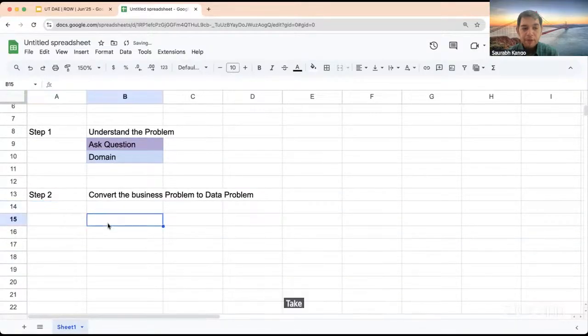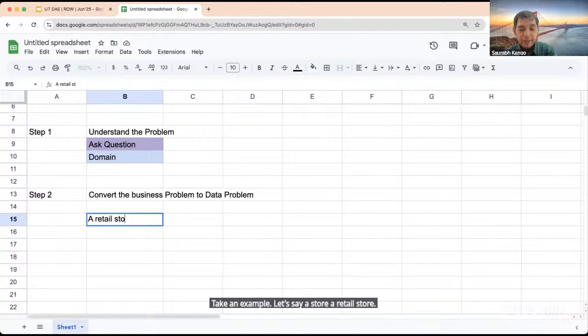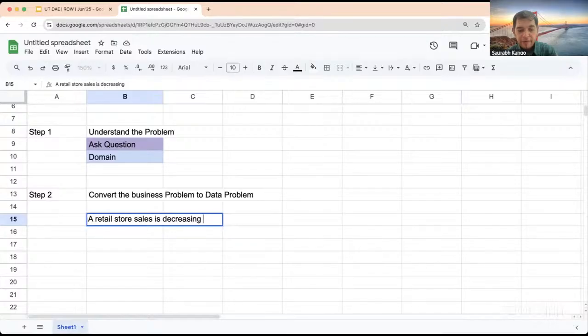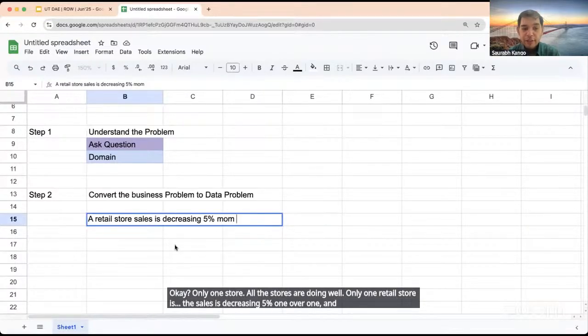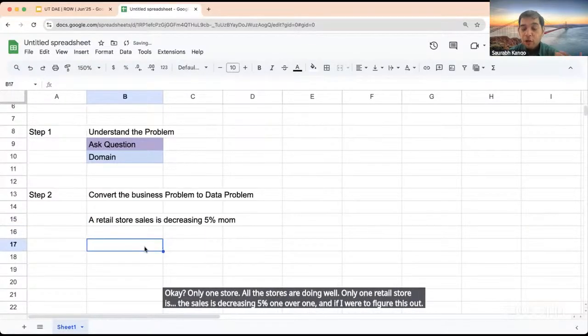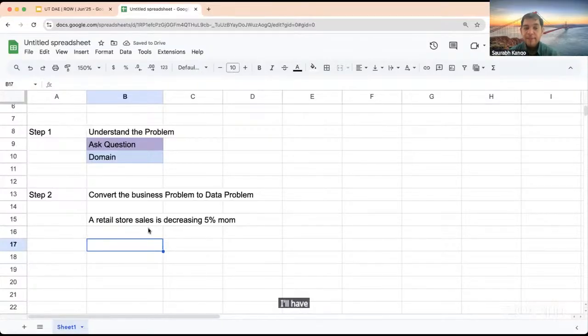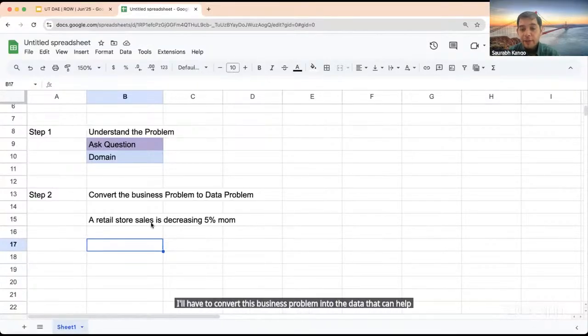Take an example. Let's say at a retail store, sales is decreasing, say 5% month over month. Only one store. All the other stores are doing well. Only one retail store has sales decreasing 5% month over month. And if I were to figure this out, can I say I'll have to look into a lot of data? I'll have to convert this business problem into the data that can help me solve this particular problem.